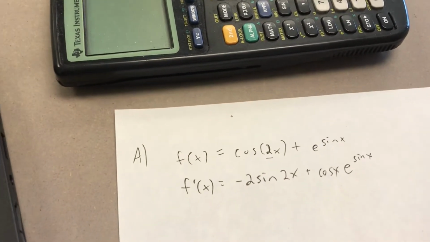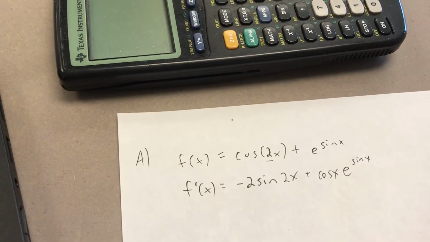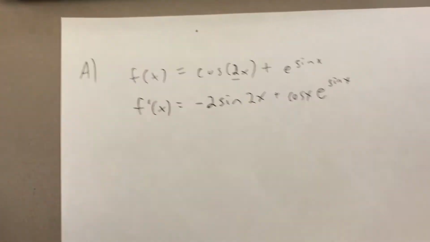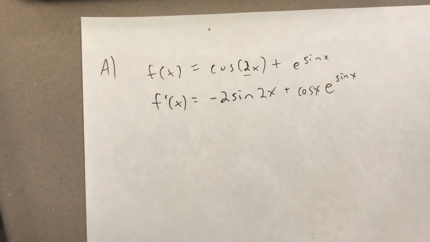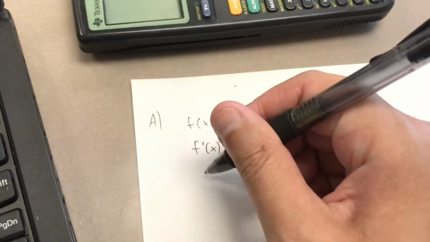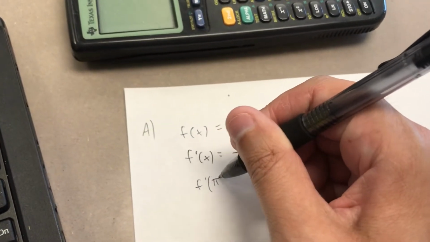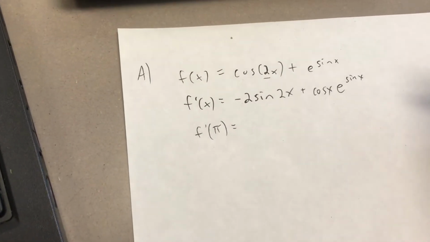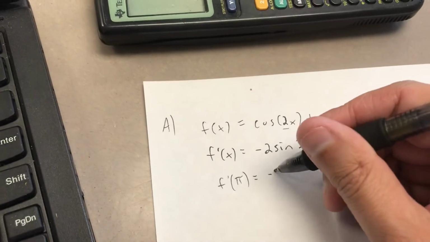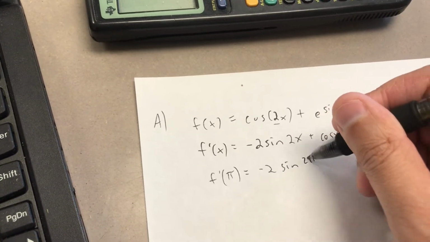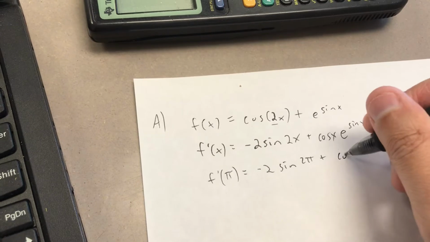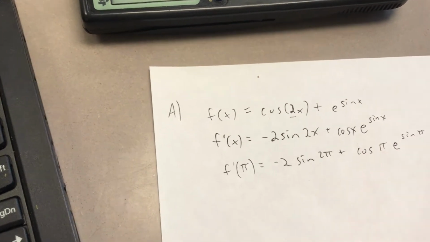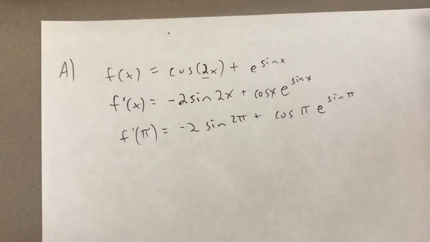So again, one of the nice things about the free responses is your derivatives tend to be a little easier. They're never going to give you a derivative that simple in the multiple choice part of the AP exam, which I guess in 2020 you don't have to worry about anyway. We're trying to find the slope of the tangent line at pi. So we're going to substitute in pi, and we're going to be done with this. So anyway, this is going to be negative 2 sine of 2 pi plus cosine of pi times e to the sine of pi. This was intended to be done without a calculator.